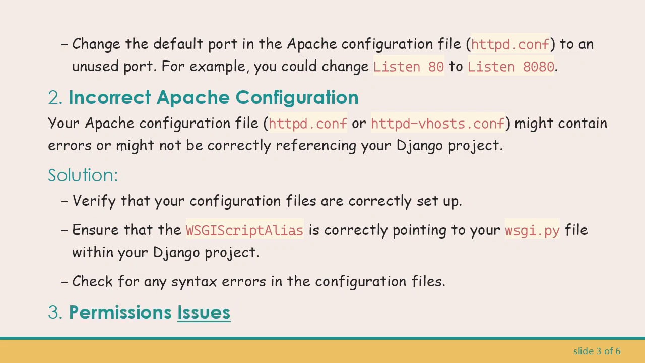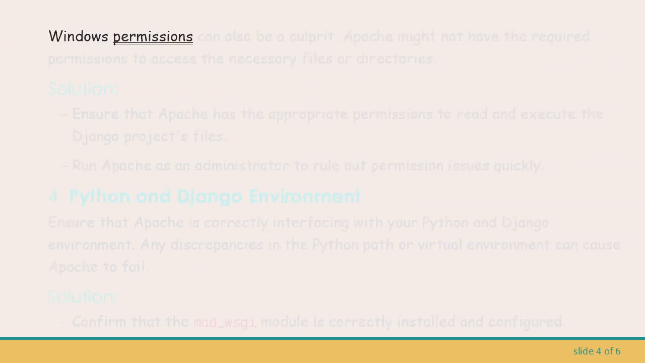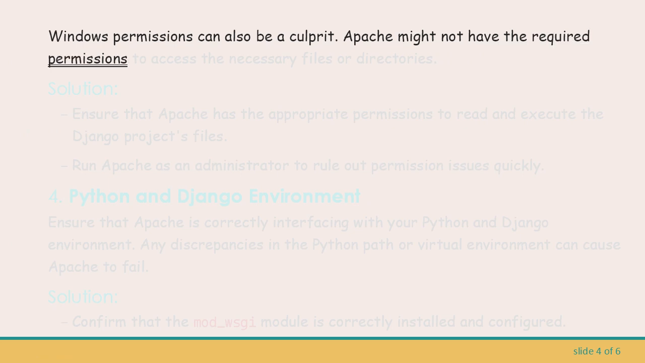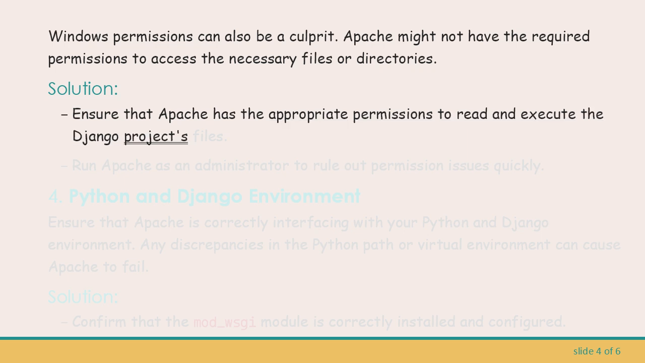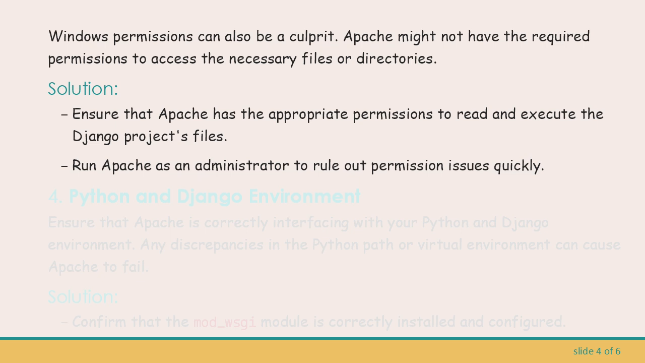3. Permissions issues. Windows permissions can also be a culprit. Apache might not have the required permissions to access the necessary files or directories. Solution: ensure that Apache has the appropriate permissions to read and execute the Django project's files. Run Apache as an administrator to rule out permission issues quickly.